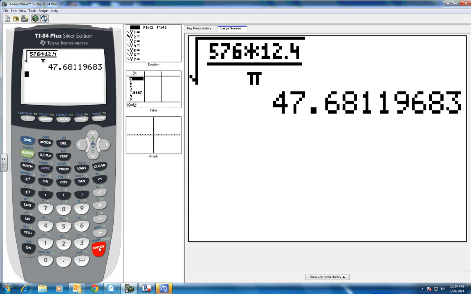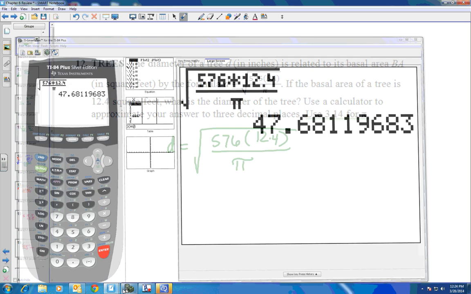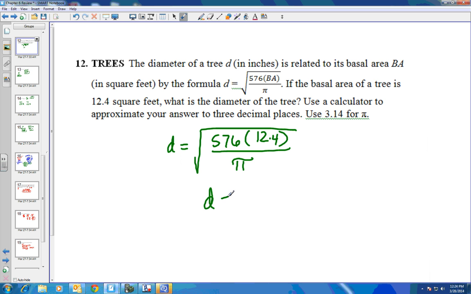You should. 47.693. 576 times 12.4. Oh, okay. I hit my pi button. You guys probably typed in 3.14, so that's probably why I'm off a few decimal places. So diameter equals 47.693 inches, or whatever it is that you guys got if you hit your pi button.